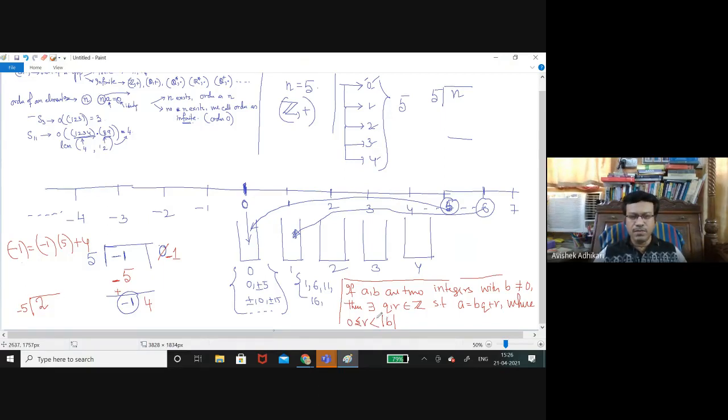Because in that case, if I write 0 ≤ r < b, then your b is -5, and that would be a contradiction. 0 less than or equal to r, strictly less than b, that means less than -5, whereas r in that case will be greater than or equal to 0, which is not possible. So the actual statement would be r strictly less than mod b.